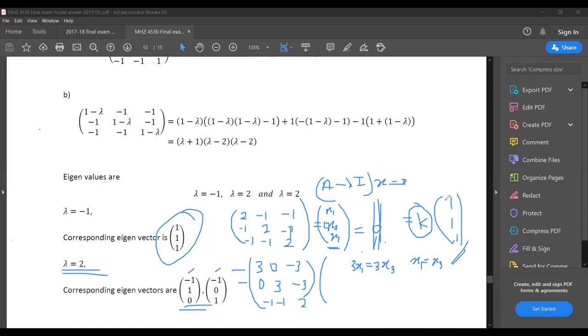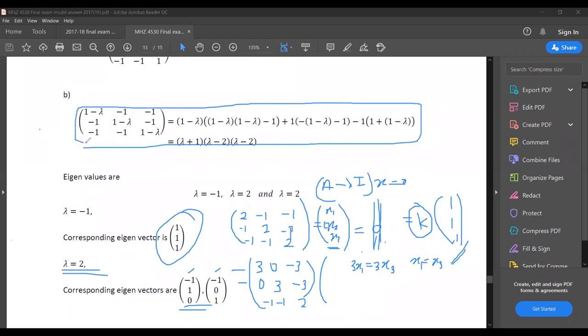What do you mean by, can you explain part B again? Part B means this first part. Is this one?